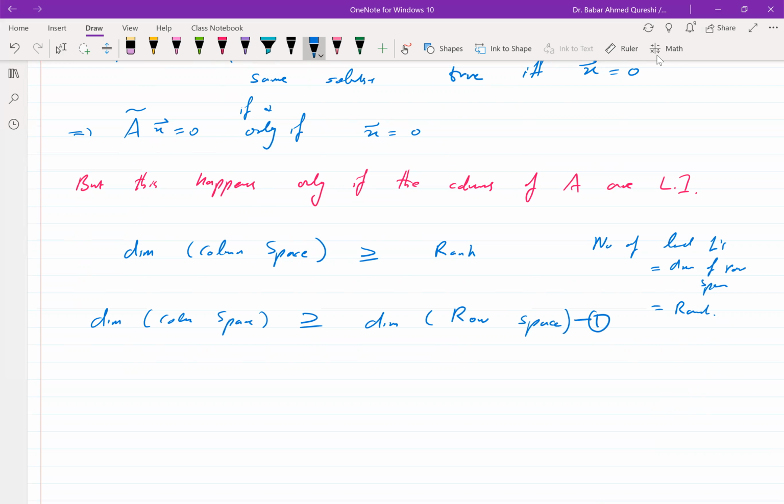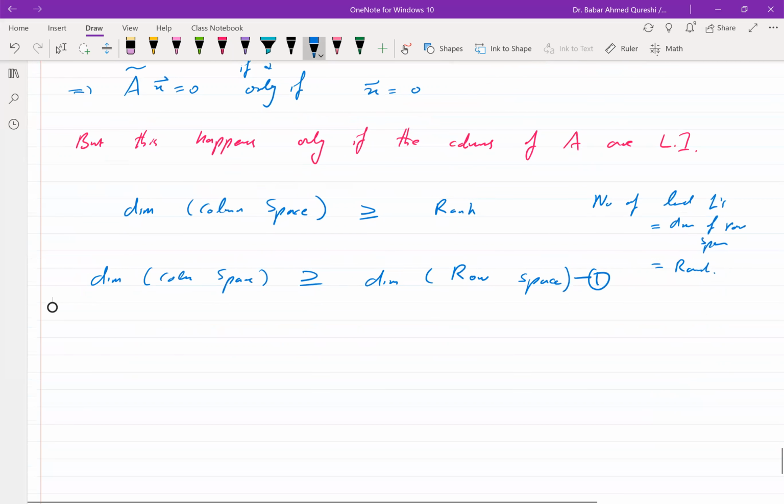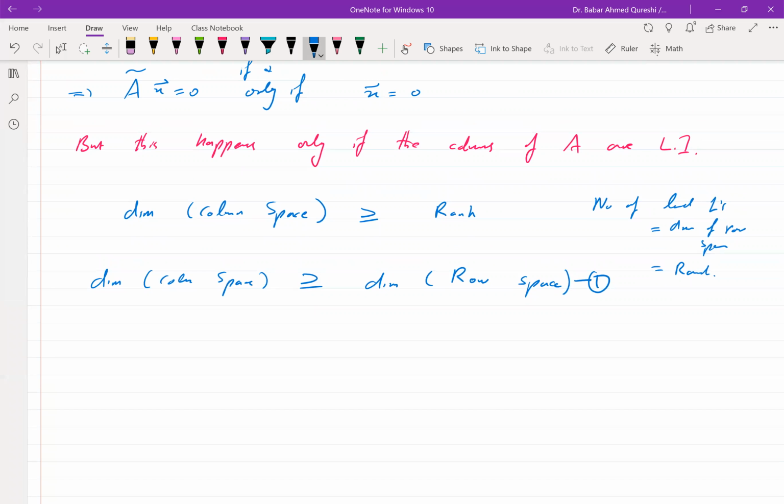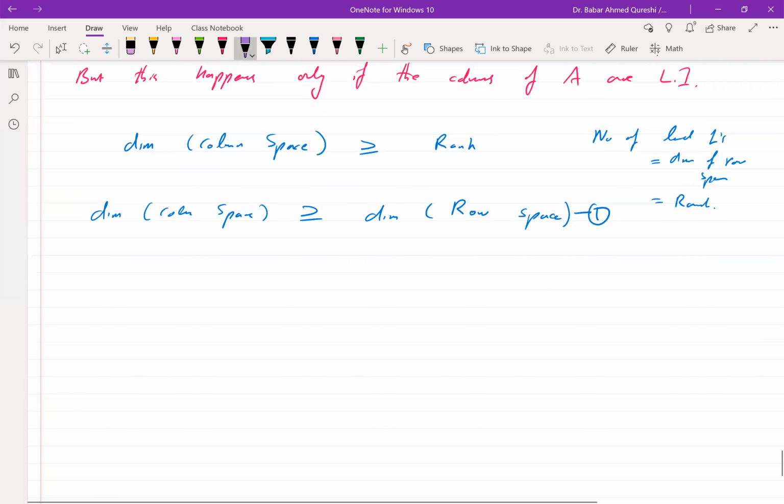Let's call it 1, because leading ones give you the dimension of row space. And we know that if you collect the columns containing leading ones, they will all be linearly independent. But there may be extra columns and we don't know if they are linearly independent with them or not. So the dimension is at least equal to the dimension of row space, could be more. But now I do a trick.